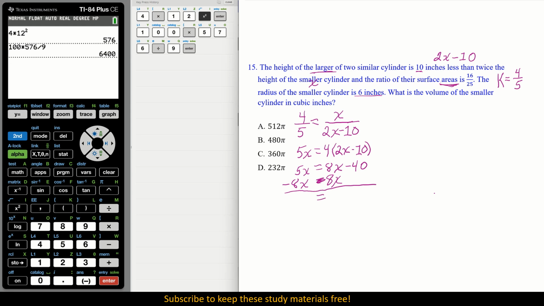So what am I going to get here? This cancels out. We have minus 40. And then over here, we have the minus 3x. Divide both sides by minus 3. And then what do we get? Well, technically, because we can cancel out the negatives, we have 40 over 3. But either way, we can leave that. And now we need to calculate the other, use that to calculate the volume. Okay, so now we can do this.